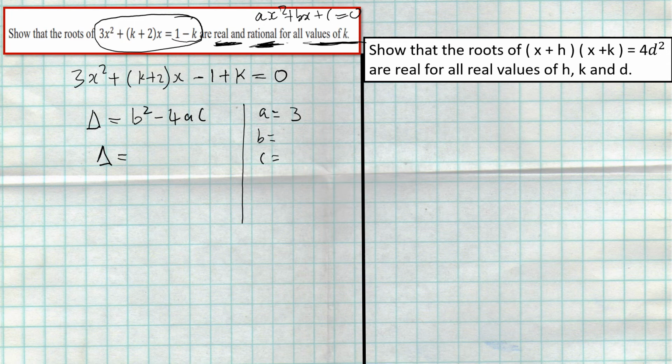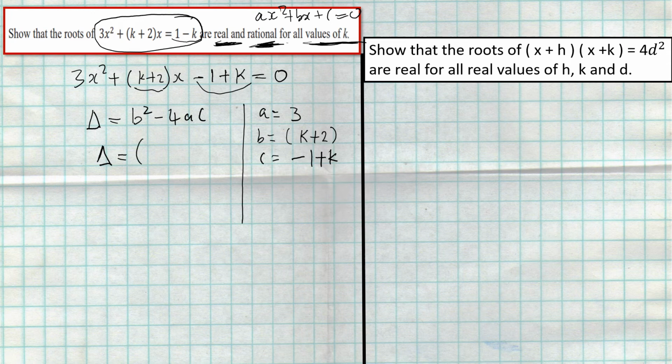It's 3. B is anything that is multiplying with x. It is k plus 2. Can you see? Because k plus 2 is multiplying with x. C is anything that is not multiplying with x or x squared. So it's that constant, the whole thing. It's minus 1 plus k. That is our C.